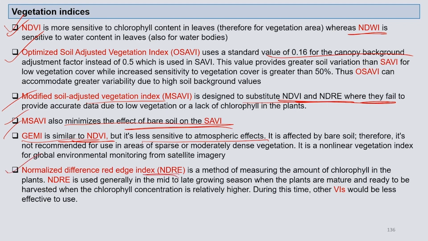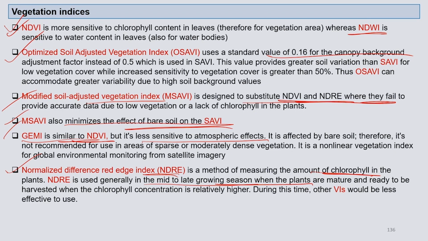NDRE, normalized difference red edge index, is a method of measuring the amount of chlorophyll in the plants. It can be used generally in the mid to late growing season when the plants are mature. Imagine the rice field. Okay, I am sure most of you know about rice growth stages. It takes around 90 days. You transplant, very light green, and then at the tillering stage, deep green. So rice, in 90 days, gives clearly different stages.